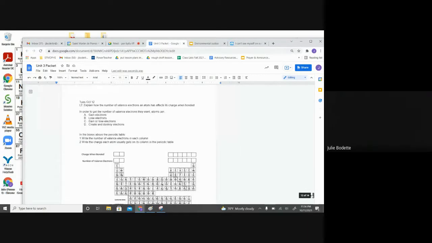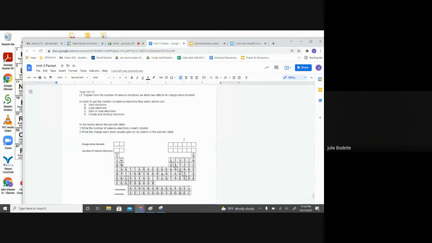Okay, so, all right, so next page. And this is probably the hardest thing we're going to learn this unit. So pay attention. If you guys get a little lost or confused, when I come back, I will be able to help you guys out. So just try your best. In order to get the number of valence electrons they want, atoms can gain electrons, lose electrons, gain or lose electrons, or create and destroy electrons.